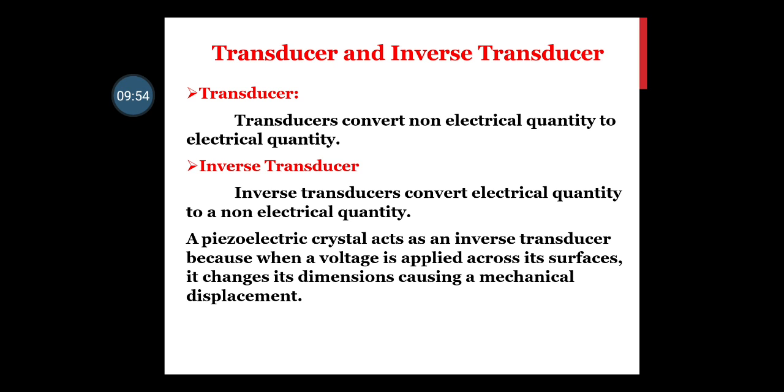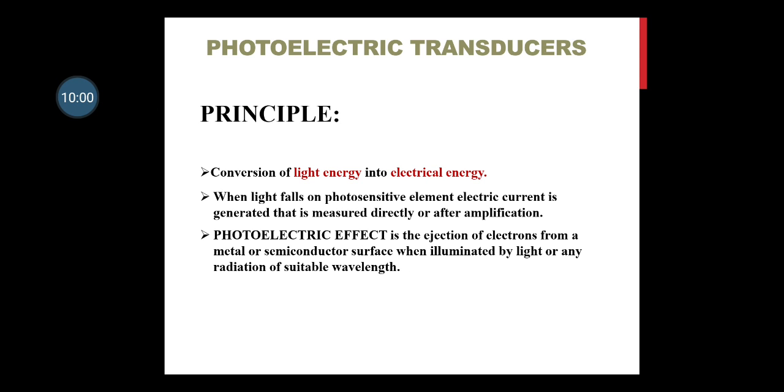mechanical displacement. Now the next category of transducer is photoelectric transducers. The basic principle of a photoelectric transducer is that it converts light energy into electrical energy. When light falls on a photosensitive element, electric current is generated that is measured directly or after amplification. The photoelectric effect is the ejection of electrons from a metal or a semiconductor surface when illuminated by light or any radiation of suitable wavelength.